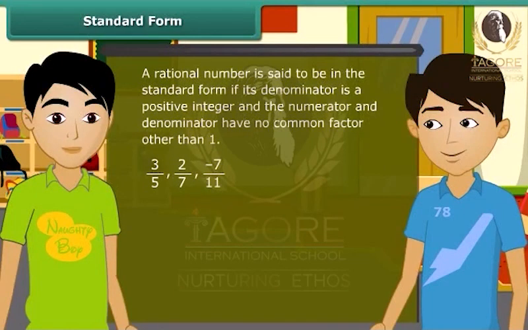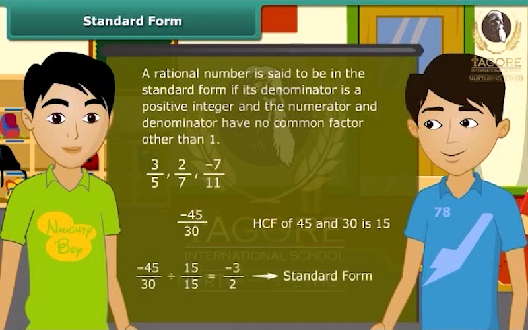For example, -45/30 is not in a standard form. We will reduce it by dividing its numerator and denominator by their HCF. Here the HCF of 45 and 30 is 15. Yes, so we will divide the numerator and denominator by 15, and we will get the rational number -3/2, which is in a standard form.